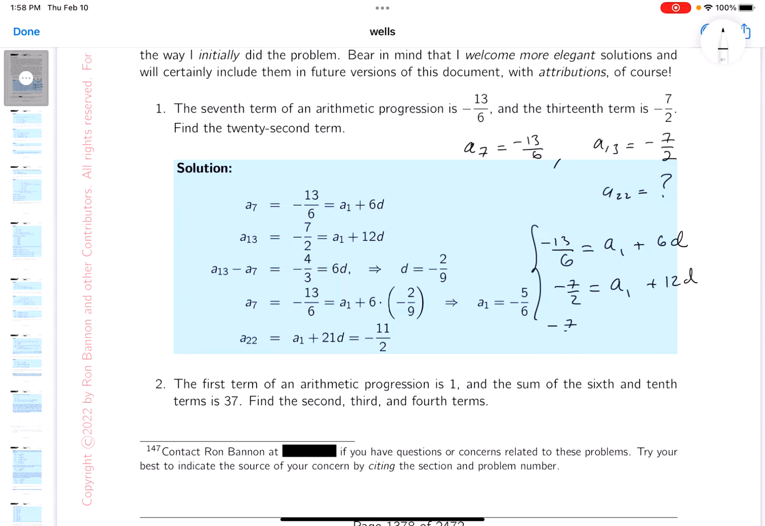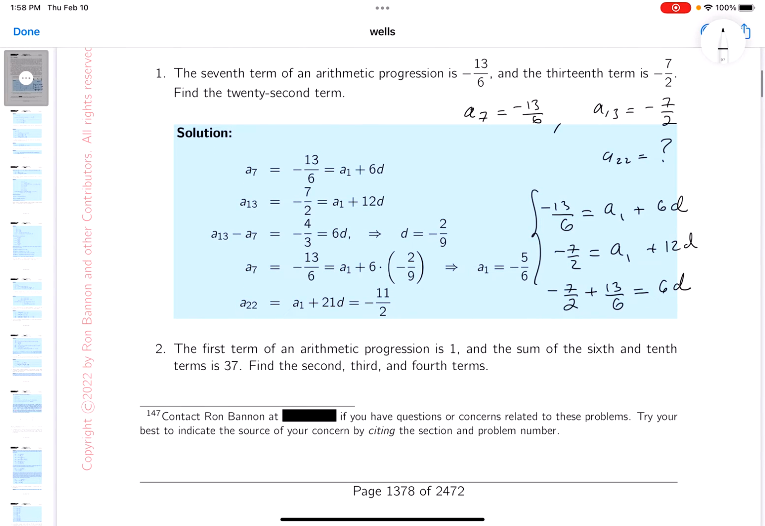Minus 7 halves minus minus 13 sixths. A1 minus A1 is none. No A1s. 12d minus 6d is 6d. All right, so I've got to figure out what d is. And to do that, I need a common denominator first. Let's see, 2 and 6 would be 6, right? This is 6d still. And that's going to be minus 21, right? Because 3 times 2 is 6. 3 times minus 7 is minus 21, plus 13.